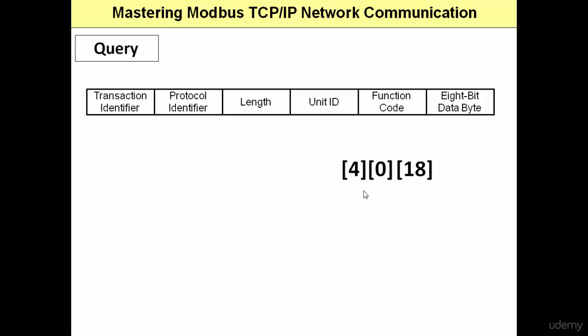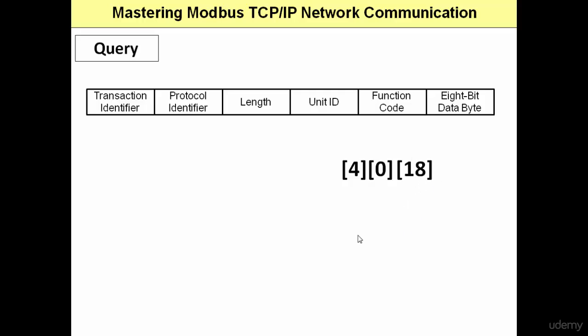The first two, 0, 18, will be the start block address for 30,019. Now remember, to get this 18, we take 30,019 and subtract the lower end value of the input registers, which is 30,001. So 30,019 minus 30,001, that's 18.